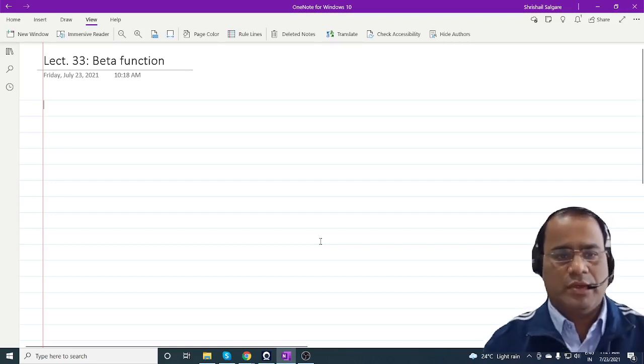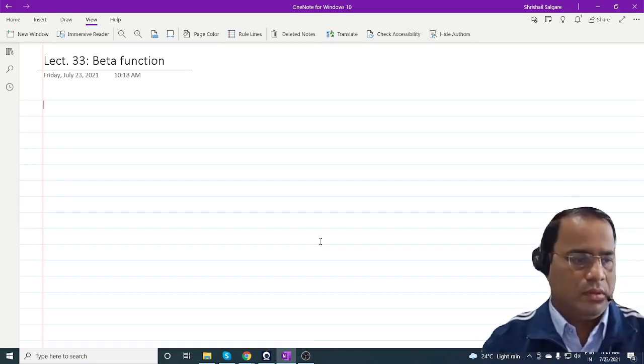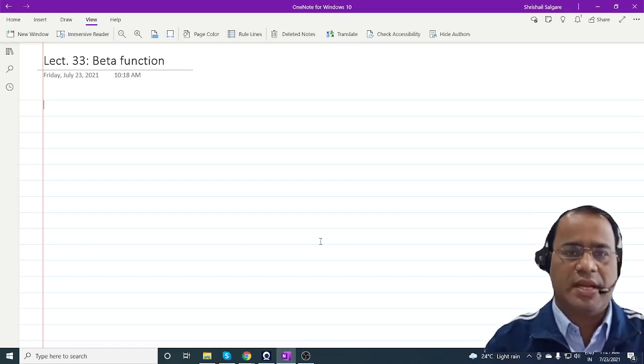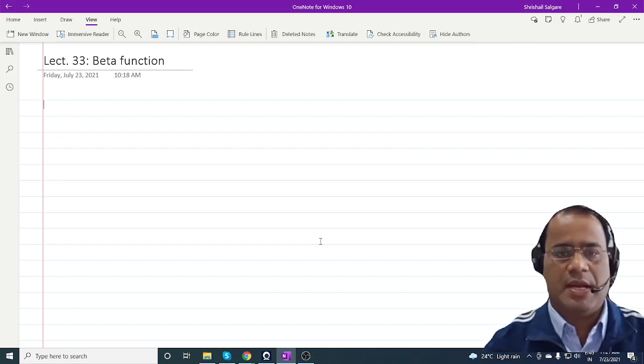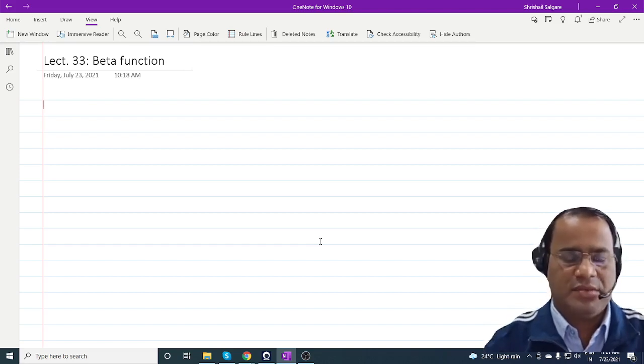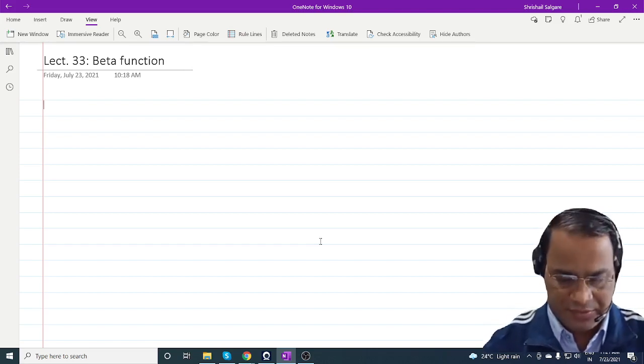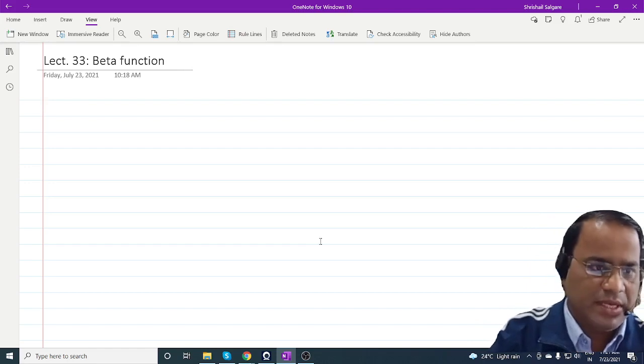Okay, good morning students. So today we will continue the second kind of improper integral. The first kind of improper integral we have studied: the definition of the gamma function, the properties of the gamma function, and how to evaluate it. So the next one, we continue with the beta function. Now start with the definition.